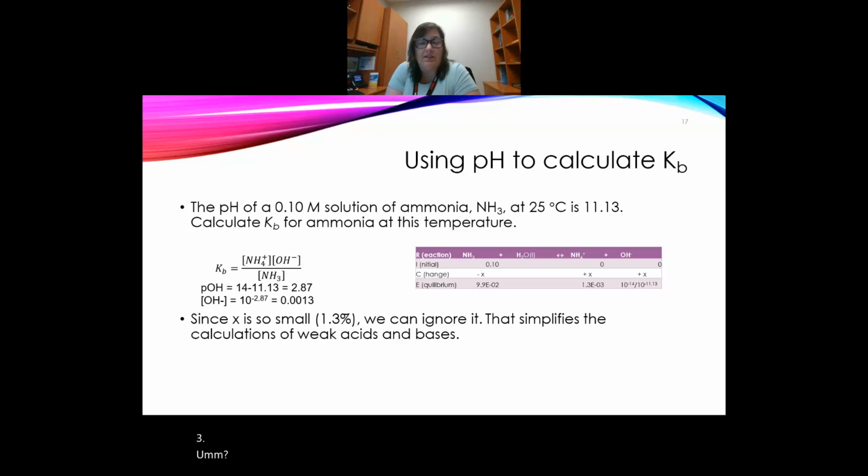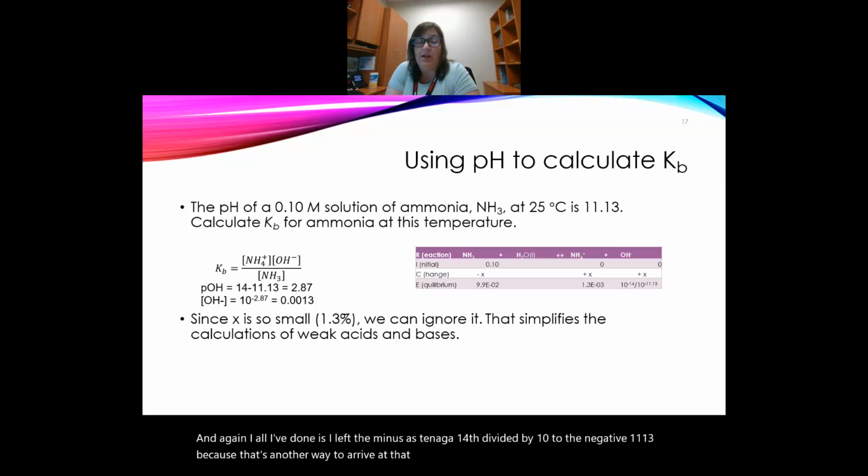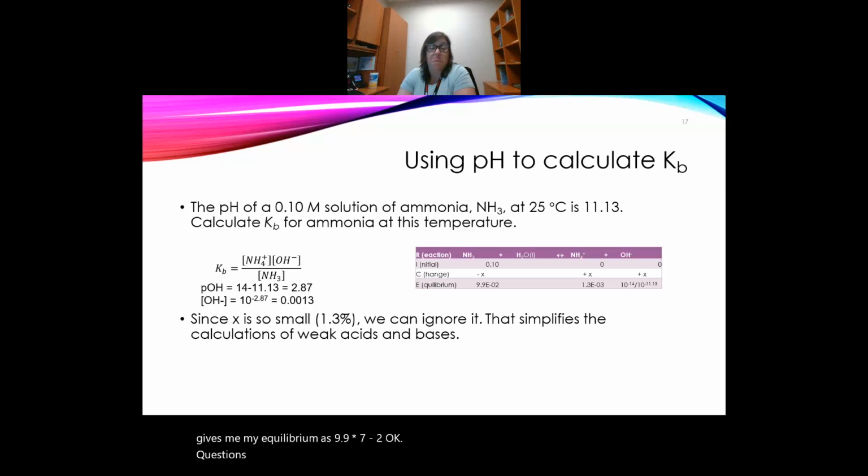And again, all I've done is I got the OH minus as 10 to the negative 14th divided by 10 to the negative 11.13. That's another way to arrive at that OH minus value. And that then gives me my equilibrium as 9.9 times 10 to the minus 2. Okay, so questions, comments, problems about that? Hopefully we're good about that. So that's using pH to calculate Kb.